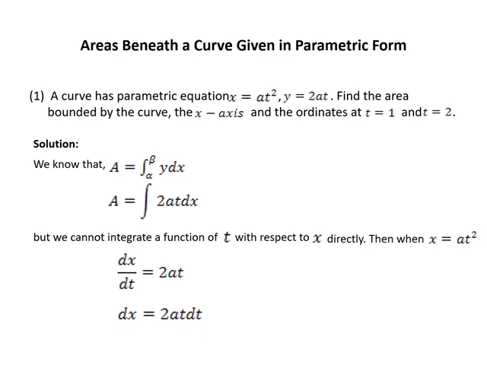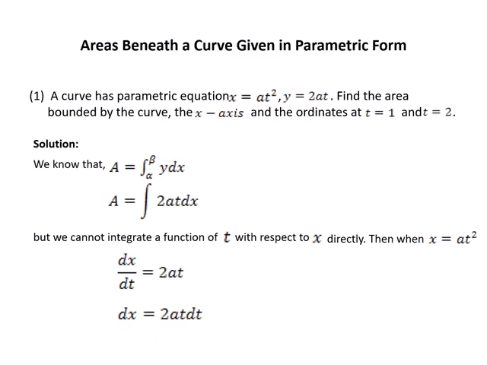So x is given as at squared, and y is given as 2at, and the range is from t equal to 1 to t equal to 2. So how do we go about this? You know that the formula is A equal to the integral of y dx, from alpha to beta. Here alpha and beta are the range, that is, the limits of the integral or the boundary values.